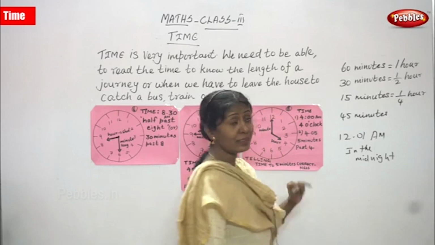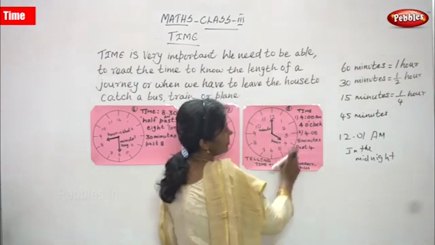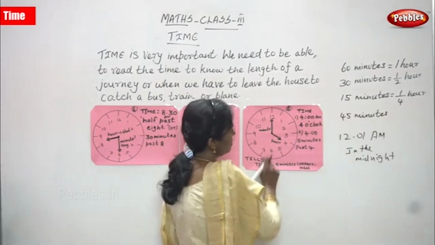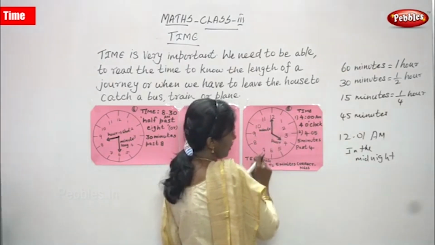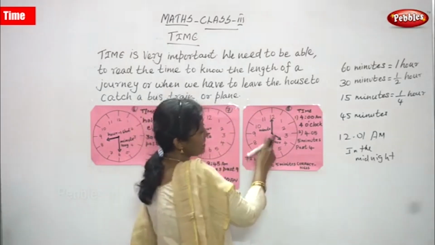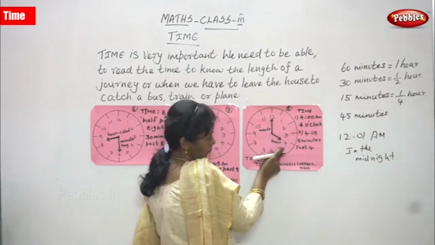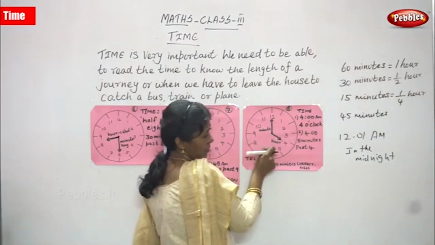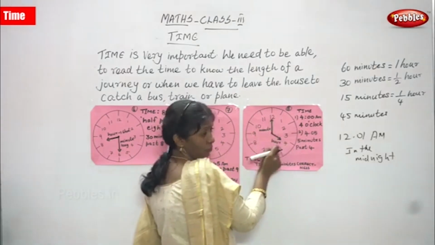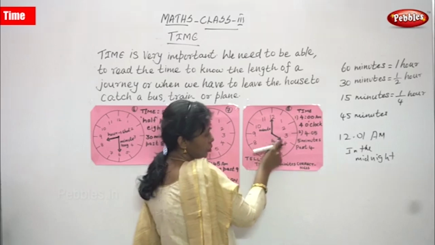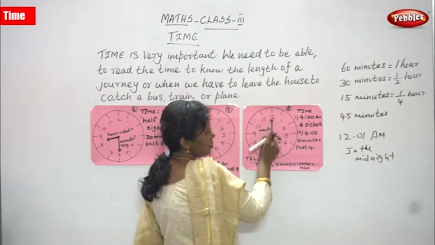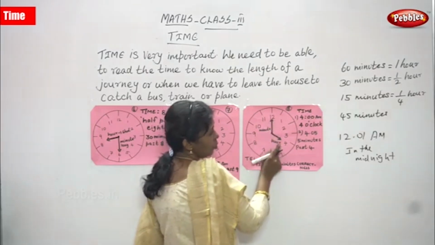Now we are going to move on to the eighth sum. So look at this time. This is 4 o'clock, 4 a.m. The minute hand shows the time of 12, and the short hand stands towards 4 o'clock. The short hand is the hour hand, the long hand is the minute hand. The hour hand shows the time of 4, and the minute hand shows the time of 12. So now the time is 4 a.m.